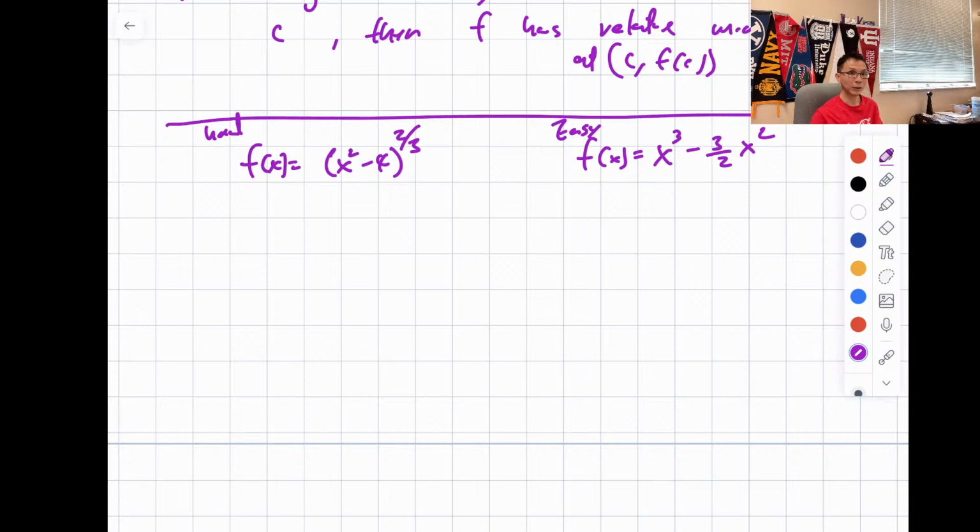The first derivative test tells you where the relative min and relative max are, and how do you do it?